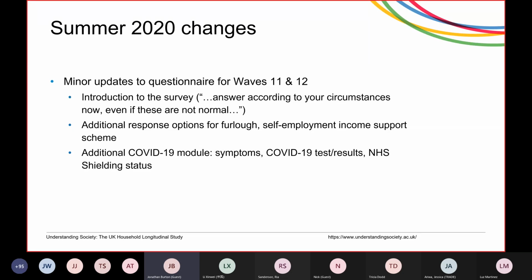So we added things like furlough. We added information about people receiving self-employment income support. And we added another short COVID-19 module, just collecting information about whether or not they'd had any symptoms, have they had any tests, if so, what are the results, have they received communication from the NHS about shielding. So the changes to the annual interview were fairly minor, and they were really to make it easier for people to answer the annual questionnaire.